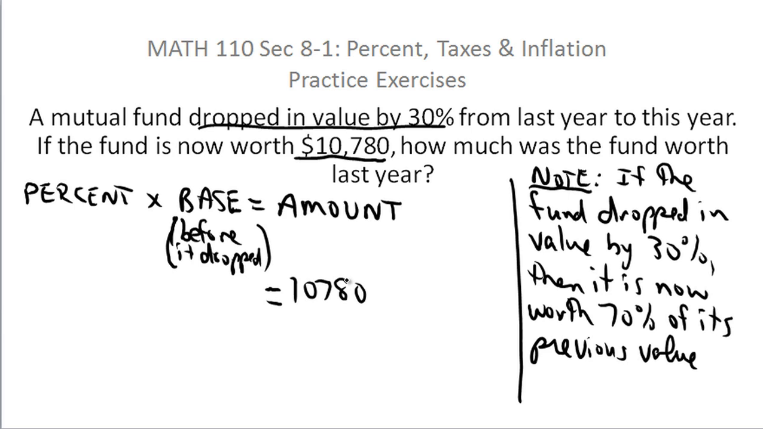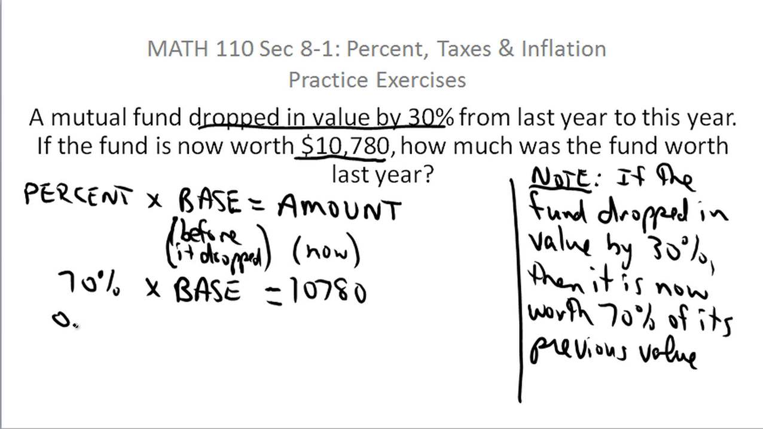The mutual fund is now worth 70% of what it used to be. The value right now is the amount. That's 10,780. The base is what we don't know. So you have to be very careful that you're reading this properly. The percent is not 30%. It went down by 30%, so it remains 70%. So 70% of what it originally was is what it's worth now. Think about that. If you get it backwards, you're in trouble. It was worth more, and then it dropped by 30%, so the 10,780 is a diminished value.